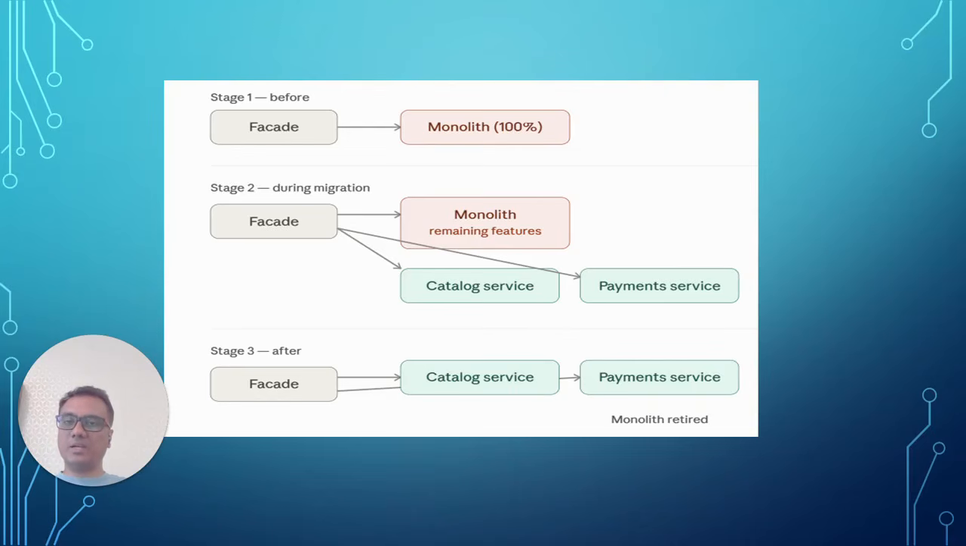In stage one, all the requests go to the monolith, 100%. In stage two, during the migration, some will go to the monolith and some requests will move to the microservices. Microservices in the sense that it goes via the API gateway and reaches the catalog service or payment service. And in stage three, we completely decommission the monolith and all the requests go to the catalog service and the payment service.